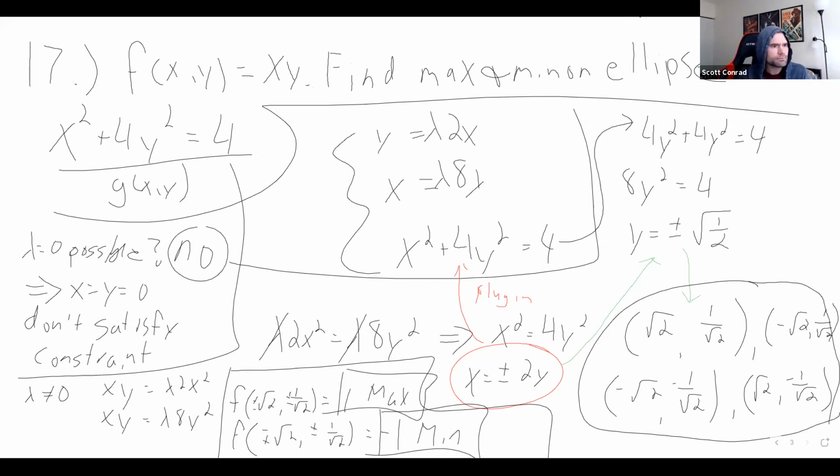Does that clarify what's going on with that problem? Okay. What else would we like to look at? I have a specific question from number 8 that I was hoping to answer.